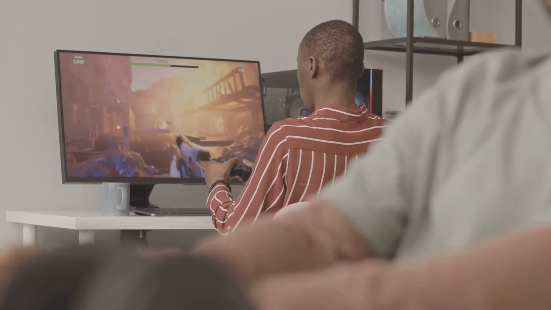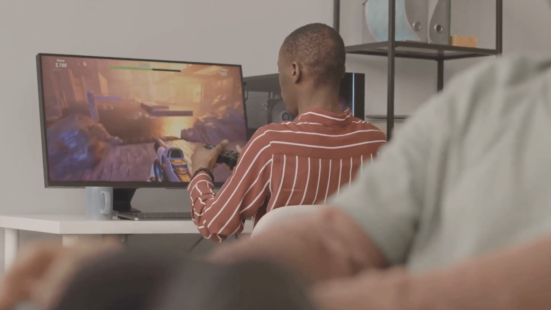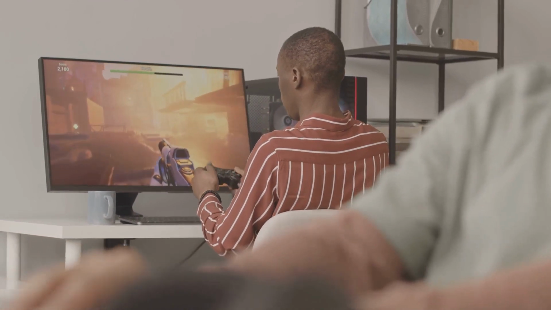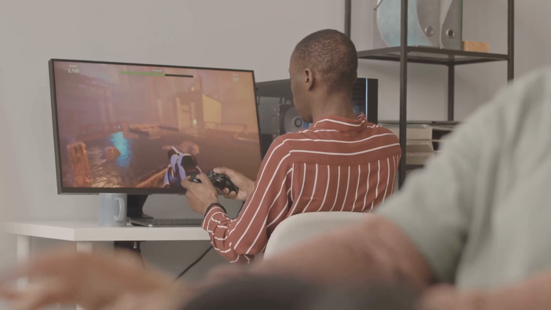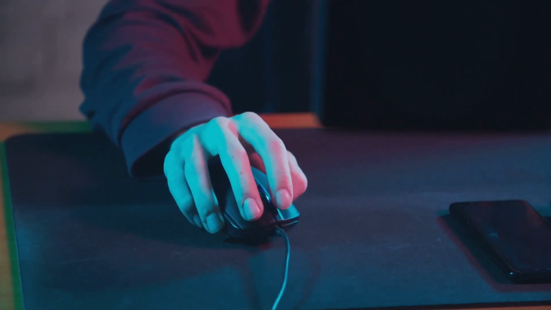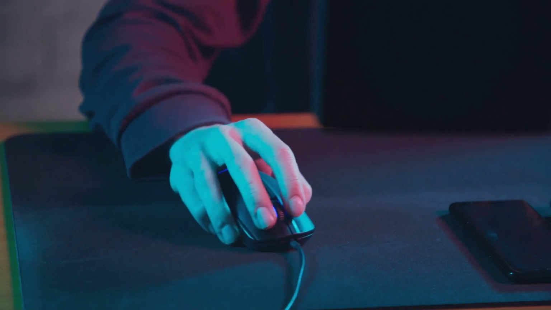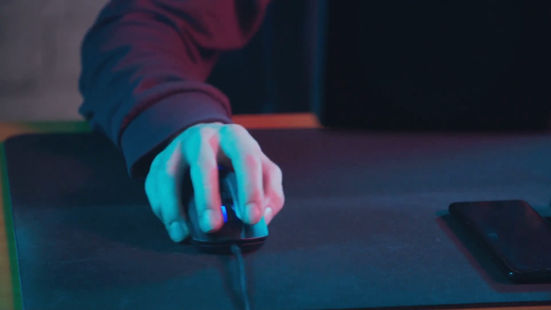The answer is simple: smoothness and responsiveness. A higher refresh rate means more frames displayed per second, which translates into smoother motion on your screen. When you're in the middle of an intense battle, you want every single movement to be fluid, every action seamless. This is where a higher refresh rate steps in, providing that much-needed fluidity and reducing motion blur.